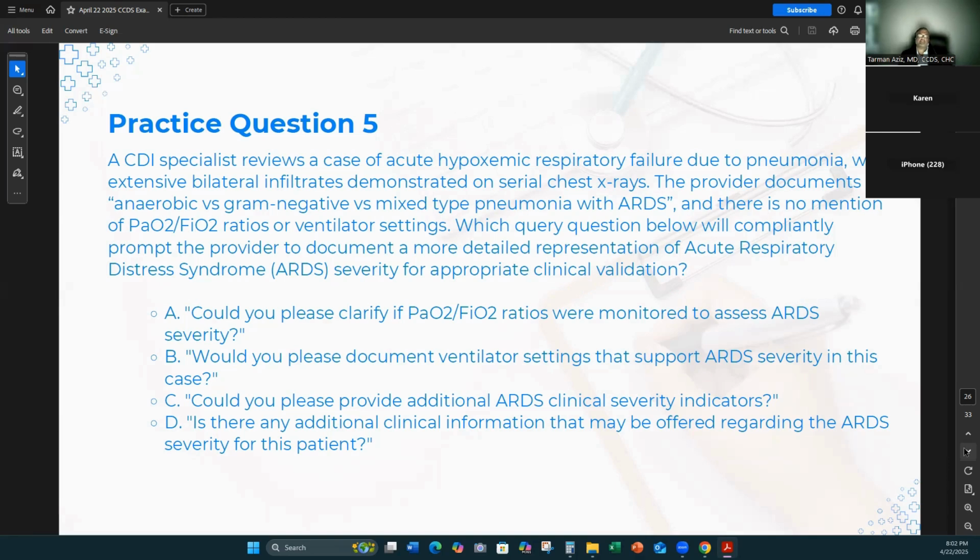Here we see a case of acute hypoxemic respiratory failure, extensive bilateral infiltrates. Provider mentions in the documentation anaerobic versus gram-negative versus mixed type of pneumonia with ARDS. There's no mention of PF ratios, vent settings, or anything like that. So we want to compliantly ask about ARDS. Is there one of these that looks more compliant than the others? And if so, why is that?